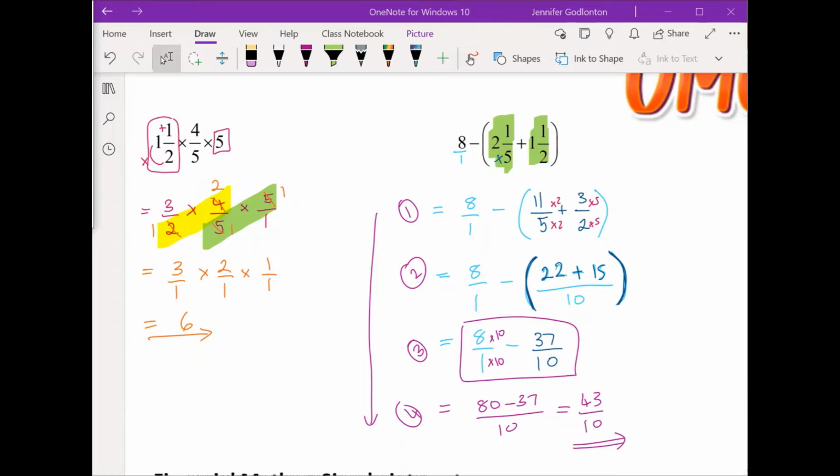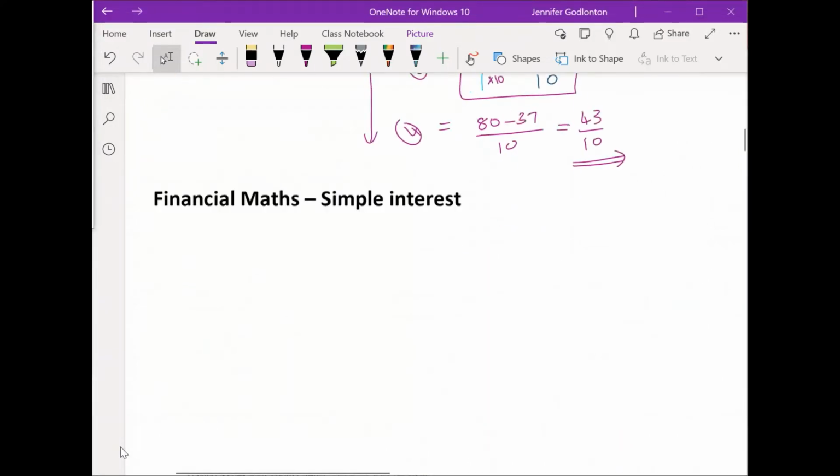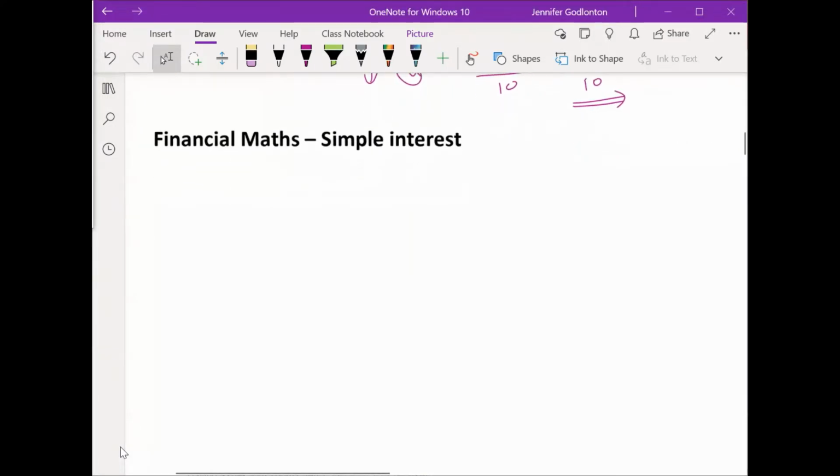Okay, cool. All right, so we are going to leave fractions there and we are going to move into financial maths. Who has done simple interest or compound interest in class? You may have done it last year. Who has done simple or compound interest in class? Last year. Okay, cool. Has anyone else done it last year or this year?